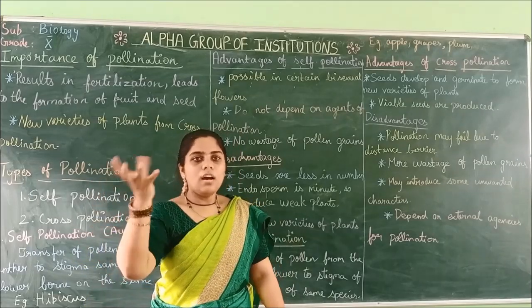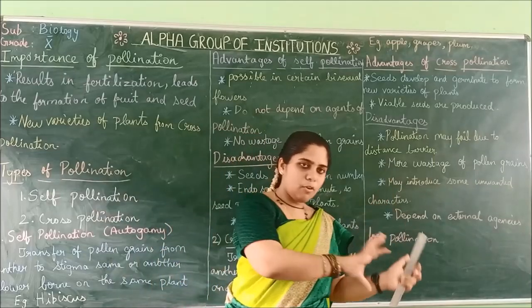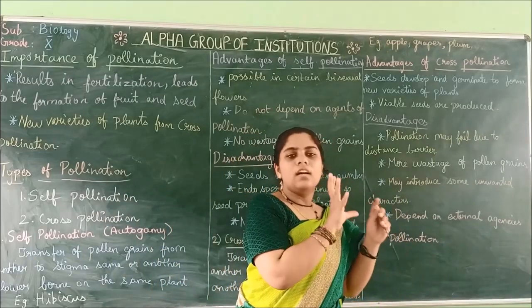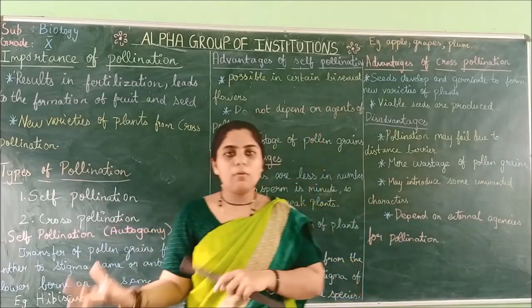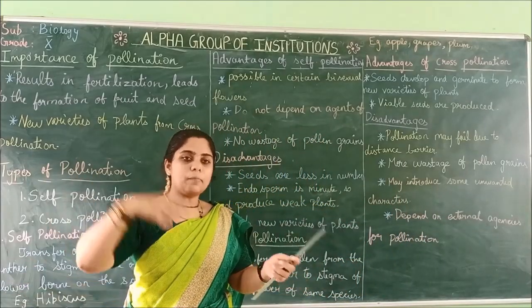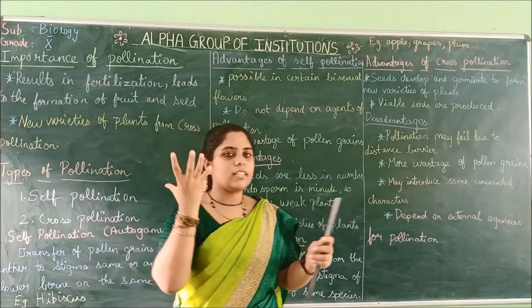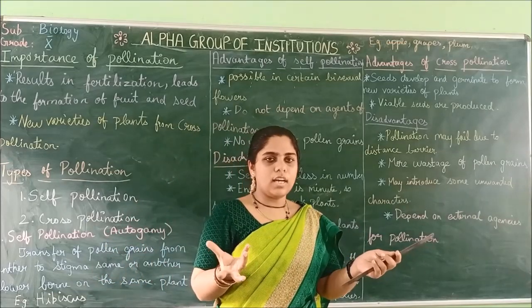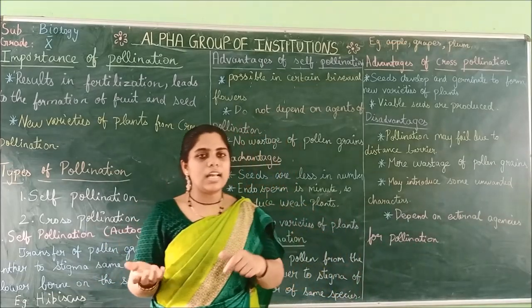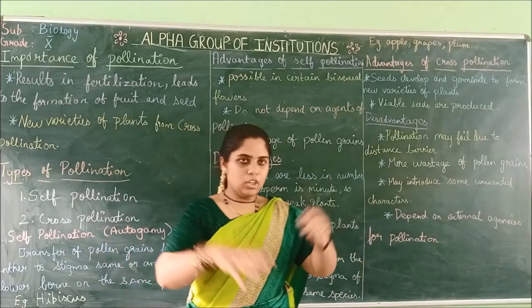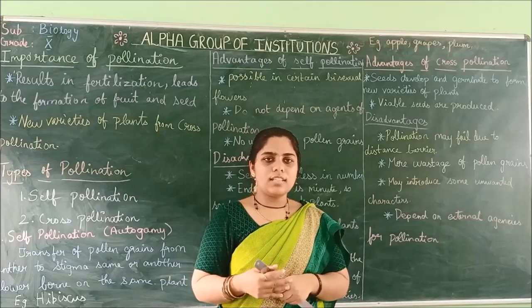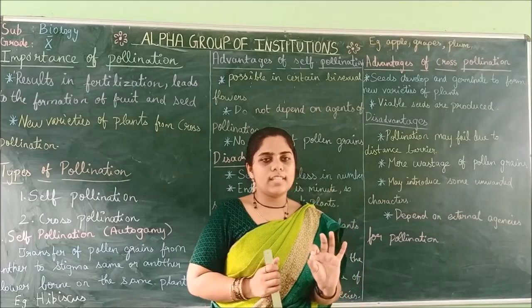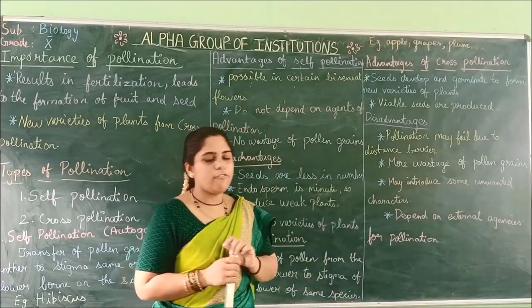What happens? A new variety. We get some of the characters of the not much healthier plant, and some of the characters of the healthy plant also. We may get a dark color of the fruit, and it may be very large. So, what happens? A cross is made between the two plants. So, that is what is said here. That's what we say, new varieties of plants.